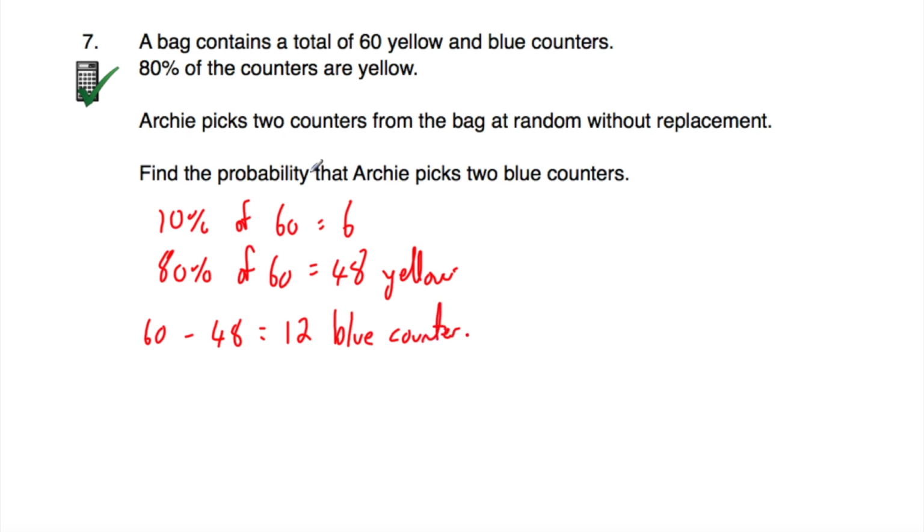Now the question says find the probability that Archie chooses 2 blue counters. So we want to find the probability of a blue and then another blue. The probability of the first counter being blue will be 12 out of 60, so 12/60ths. And then we're going to multiply that by the probability of the second one being blue. Because one of the blue counters has been taken out, there's only going to be 11 blue counters left in the bag. And there's not going to be 60 counters in the bag anymore, there's going to be 59. So the probability of the second one being blue will be 11/59ths. And then if we multiply 12/60ths by 11/59ths, that'll tell us the probability that Archie chooses 2 blue counters.